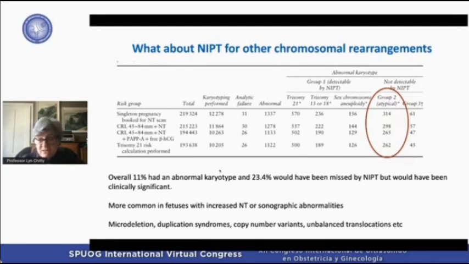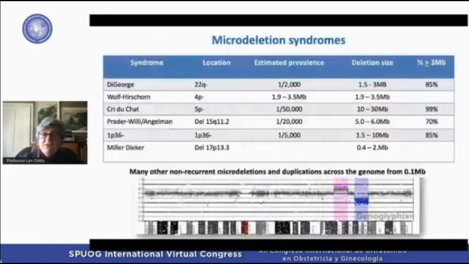And what are these missed rearrangements? Well, they are microdeletion and duplication syndromes, copy number variants, and unbalanced translocations. So NIPT may not be as good at detecting those. The microdeletion syndromes, I just want to say a few words about these. We have the common recurrent, well, they're not common, they're very rare. As you can see, 1 in 2,000, 1 in 50,000, 1 in 20,000. The commonest is DiGeorge syndrome, 22q minus.